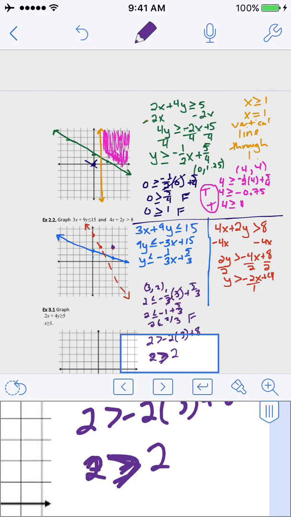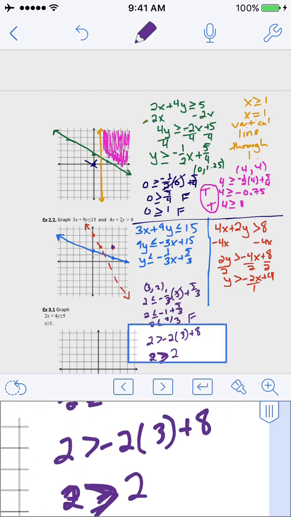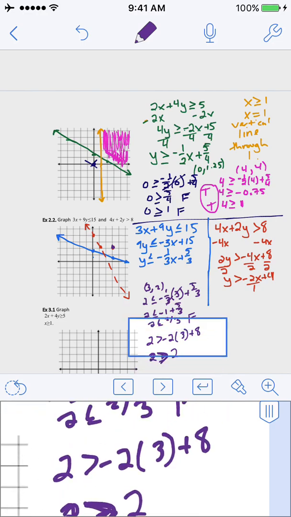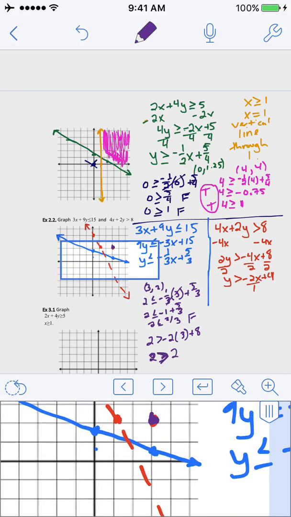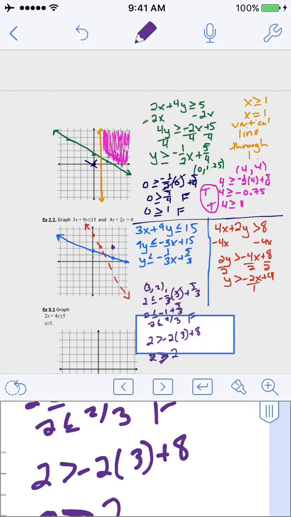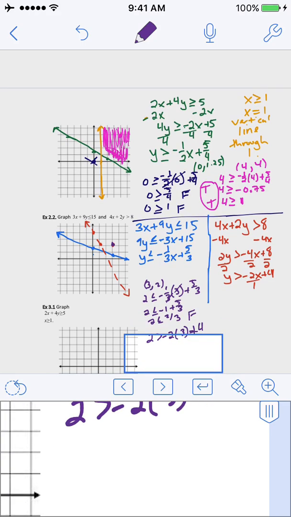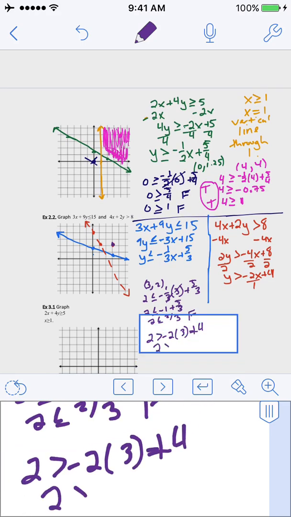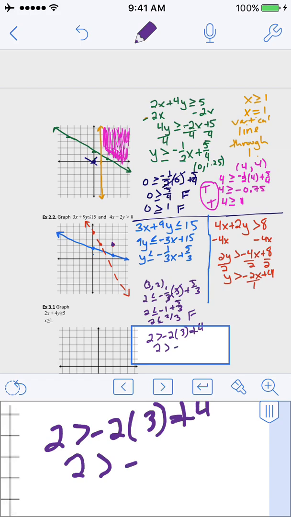Wait, what? Hold on, I may have made a mistake here. (3, 2). It's not plus 8. That's why it's plus 4. So plus 4, right? So now we have 2 is greater than negative 6 plus 4, or negative 2. Is 2 greater than negative 2? Yes, it is. So this is a true statement.